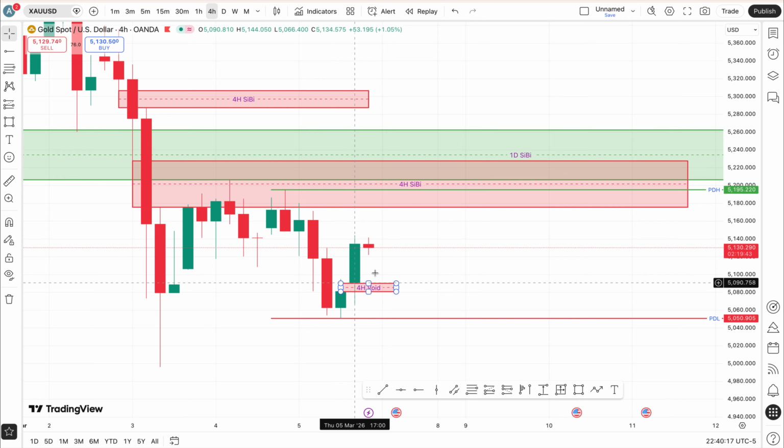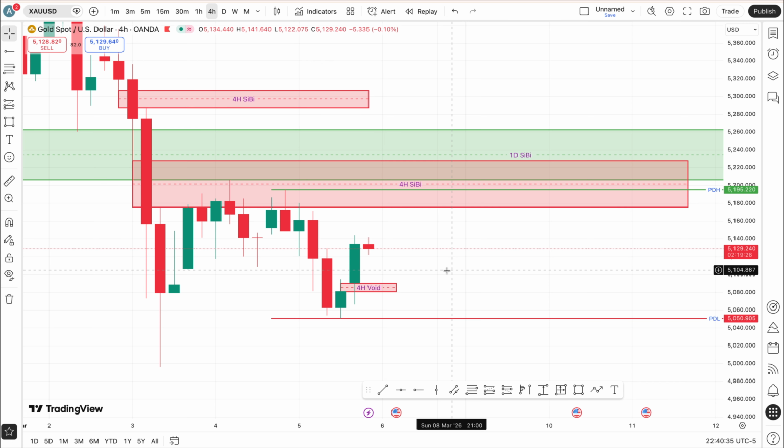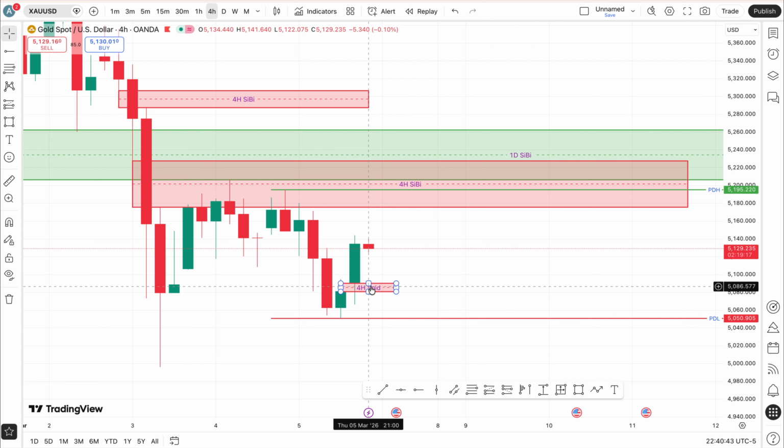A void represents a zone where price moved aggressively without trading much in between. So this is the daily opening gap. The market closed at this level, and when the new 4 hour candle opened to start the current day, it left a void. This is what we mark here. These areas often get revisited later because the market prefers balanced liquidity. So if price retraces into this void, we want to watch how it reacts to it. Does it reject quickly and continue, or does it fill the void and stabilize? That reaction gives us clues about whether momentum is continuing or fading.